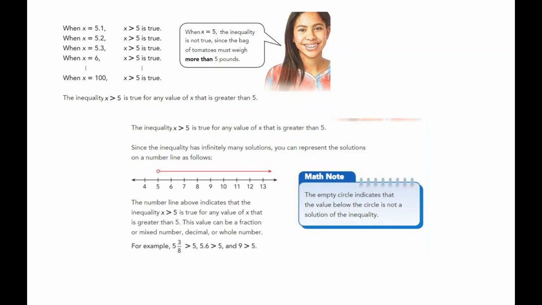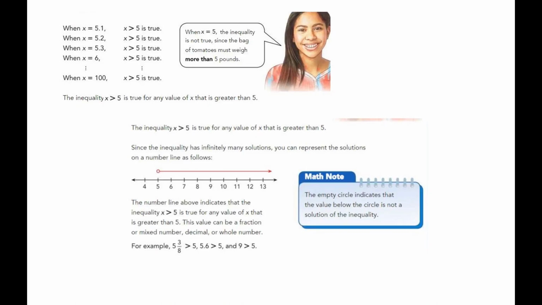So here's the number line and what it would look like. To show that 5 is not part of the solution, take a look at this math note. The empty circle indicates the value below the circle is not a solution of the inequality. In other words, we know that 5 is not true because that's not more than 5 pounds. So we're going to put an empty circle there, like a hollow circle. That lets us know that 5 is not part of the solution. It's not true. And then we use the arrow in the direction of all the numbers that it is true, so anything greater than 5. And we put the arrow at the end. That lets us know this will keep going for all the numbers.